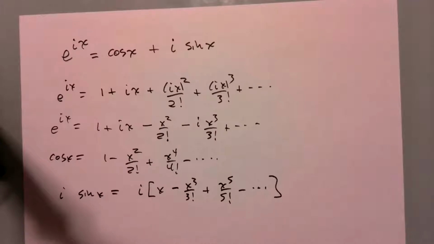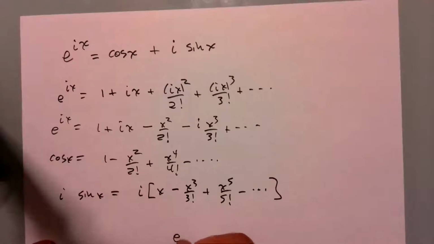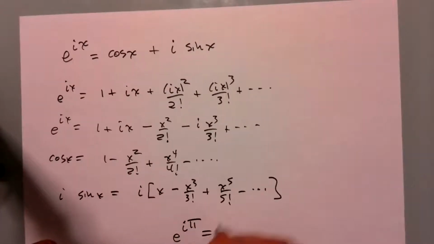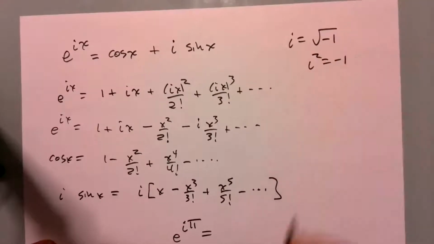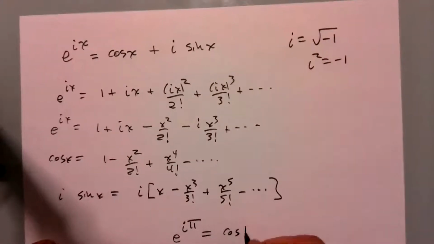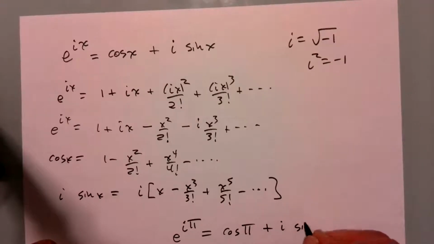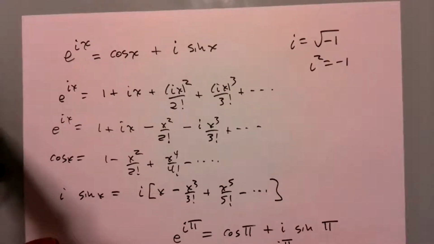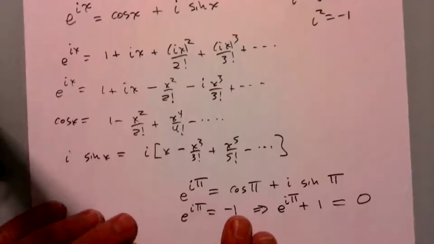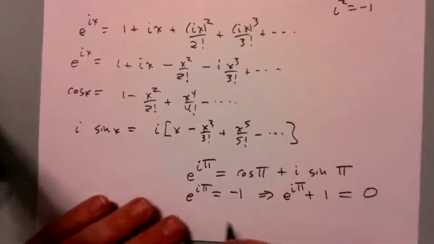So yeah, it's a nice little thing. And if we look at that, e to the i pi, i, of course, is the square root of -1. If you're not familiar with that, i squared is -1. e to the i pi is cos pi plus i times the sine of pi. So e to the i pi is what? Cosine of pi is -1 plus 0, which tells me e to the i pi plus 1 equals 0. This rule is credited to Euler.